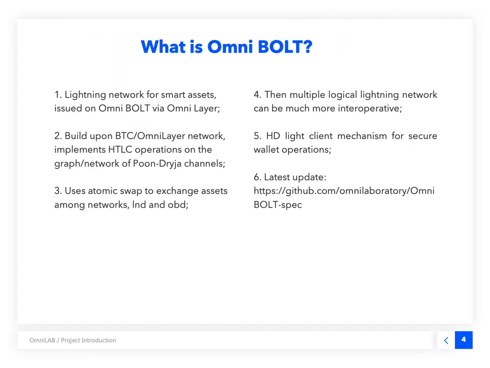What is OmniBOLT? Simply, it is a Lightning Network for smart assets which are issued via OmniLayer and built upon the Bitcoin Network, which implements HTLC operations on the BOLT specifications of the Lightning Network inventors. OmniBOLT is open source and developed from scratch. It is not only an instant token payment network, but OmniBOLT also introduces atomic swap into Lightning Network.